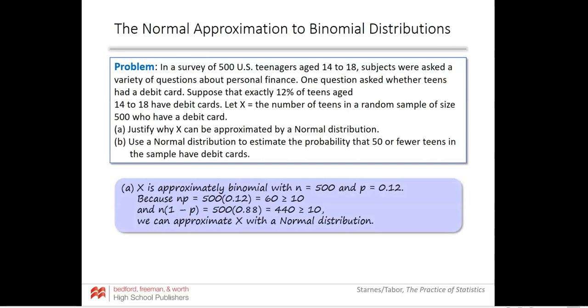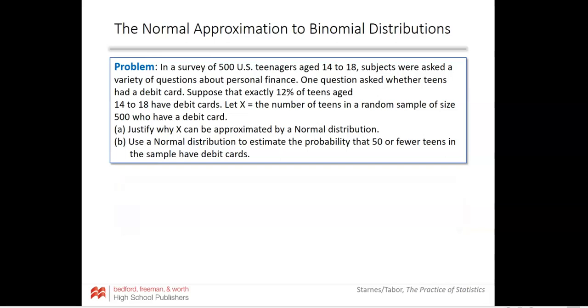And now, to identify the large counts condition, you have to do n times p, which is 500 times 0.12, which is 60. So we expect 60 successes, which is greater than 10. And for failures, n times q, there would be 440 failures, which is definitely greater than or equal to 10. So for the large counts condition here, both successes and failures are expected to be at least 10. We can go ahead with the normal distribution.